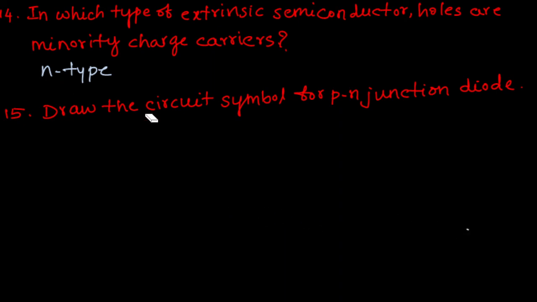Okay. The next question. Draw circuit symbol for PN junction diode. Okay. Circuit symbol for PN junction diode. Very simple. See, this is the circuit symbol. So this is P and this is N. Okay. So we completed all the 15 questions here from part A. In the next video, we will solve part B. Part B contains 2 mark questions. Okay. So in the next video, we will solve part B.